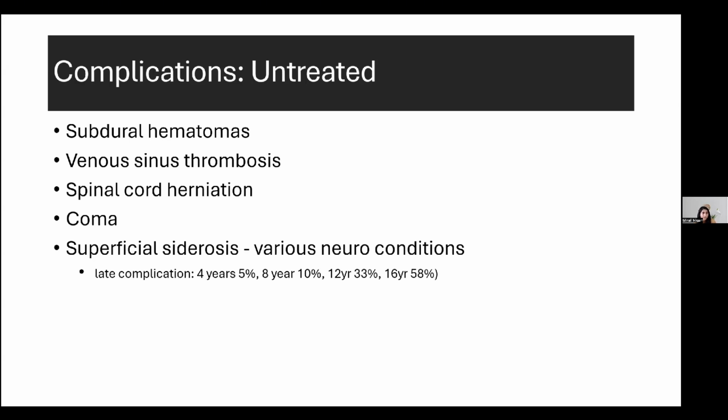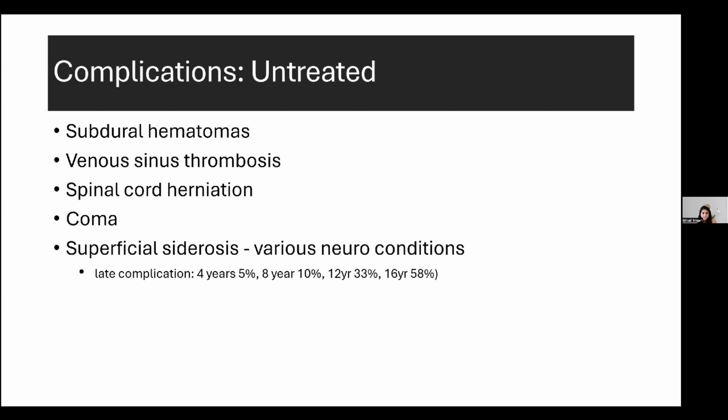There can be clots like venous sinus thrombosis that can happen if we leave the condition untreated. Patients can get into a coma eventually as those brain structures continue to sag and become displaced. And over time, we can also see a finding called superficial siderosis. Essentially, this is deposition of iron within the brain, and so this can create a host of neurologic problems, including gait difficulties and cognition difficulties.